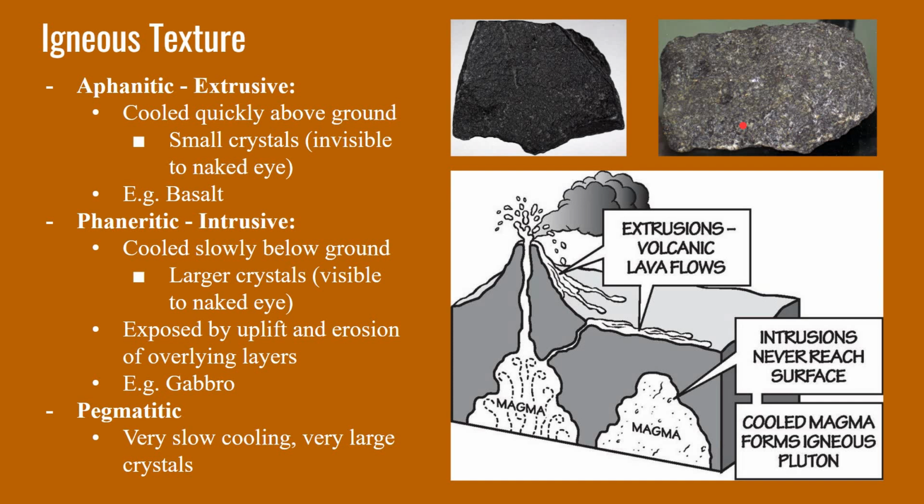Now, on the extreme end of phaneritic is pegmatitic, where we see rocks that cooled very slowly, but most importantly also cooled in the presence of some water, which allows for even larger crystals to grow. So even compared to phaneritic rocks, these pegmatitic rocks have very large crystals.